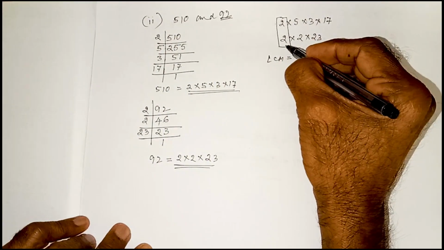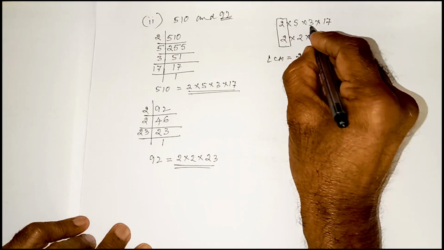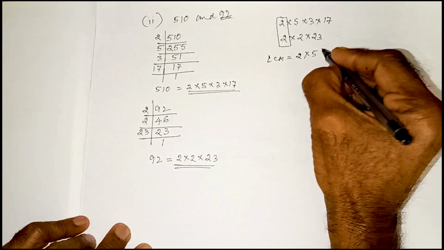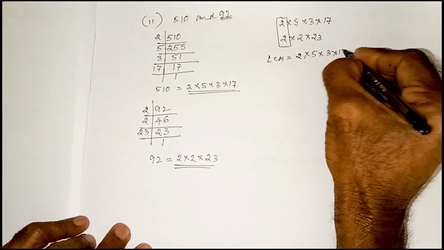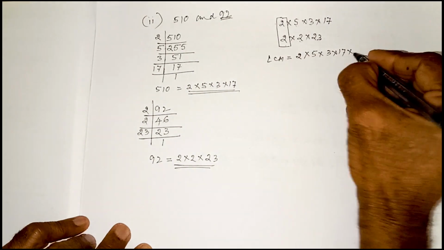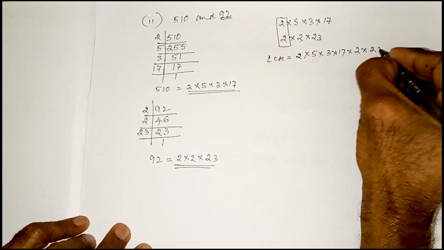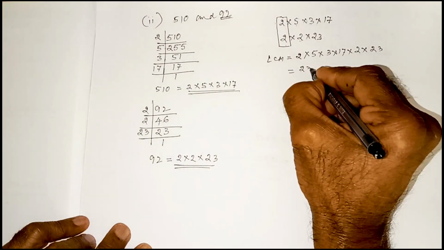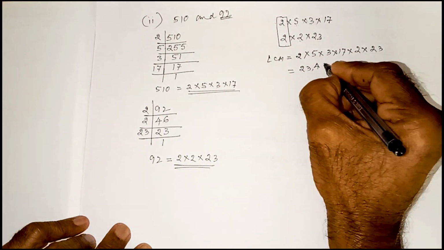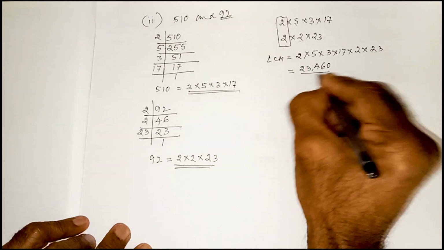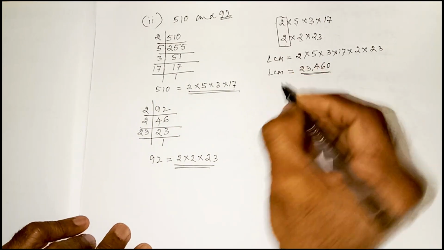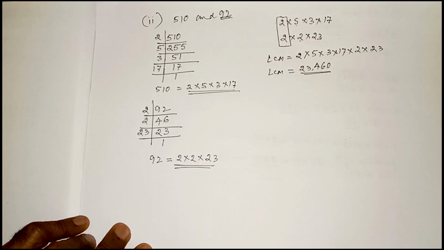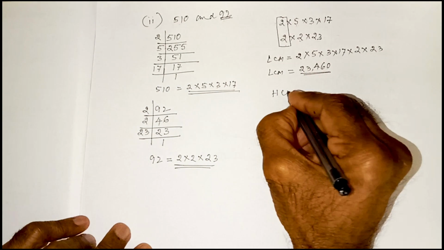You have to write 2 only once. Balance you have to write as it is. 5, 3, 17, 2 and 23 you have to write as it is because they are not common. 2 into 5 into 3 into 17 into 2 and 23. It's a big number. When you multiply, you get 23,460. This is the LCM. LCM of these two numbers is 23,460.